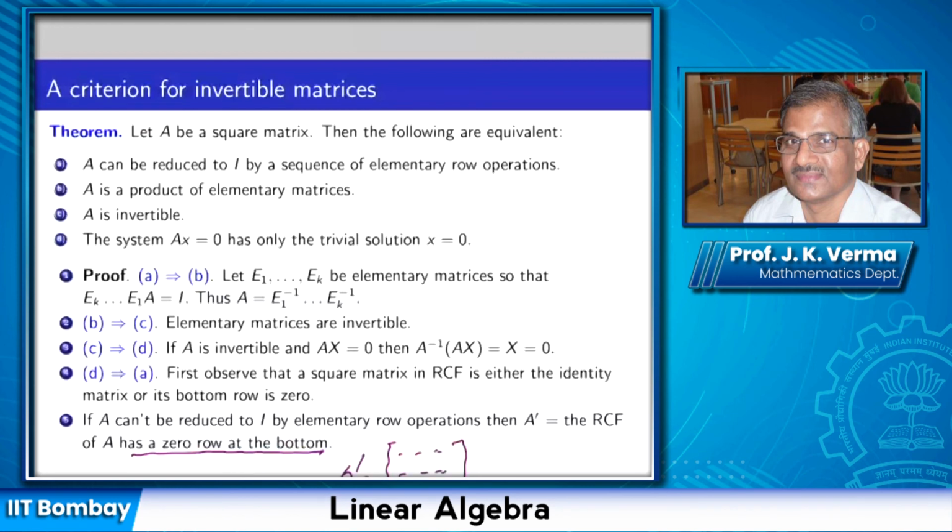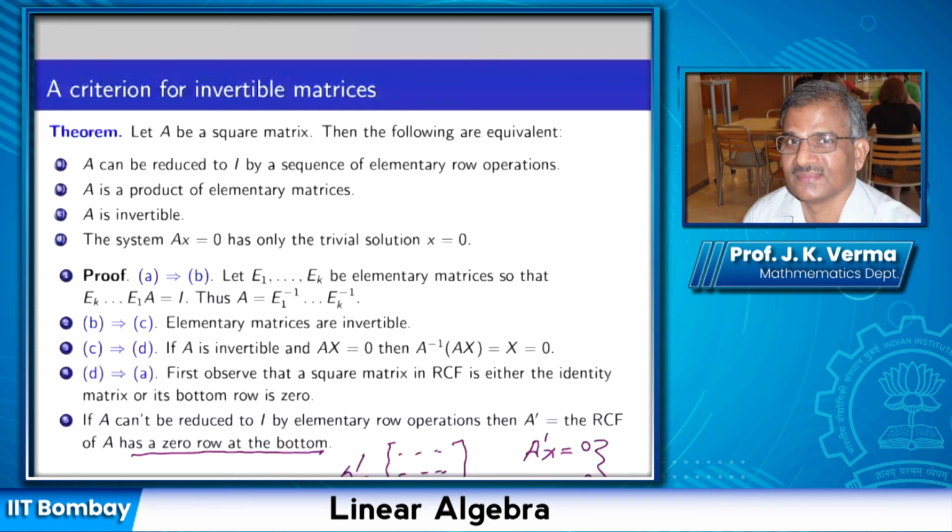But when I take the row canonical form and set up the system of linear equations, this system and Ax equal to 0 have the same set of solutions. Now let us understand A prime x equal to 0. That means the bottom row is 0, so the number of pivotal variables is less than n. So there is a free variable.